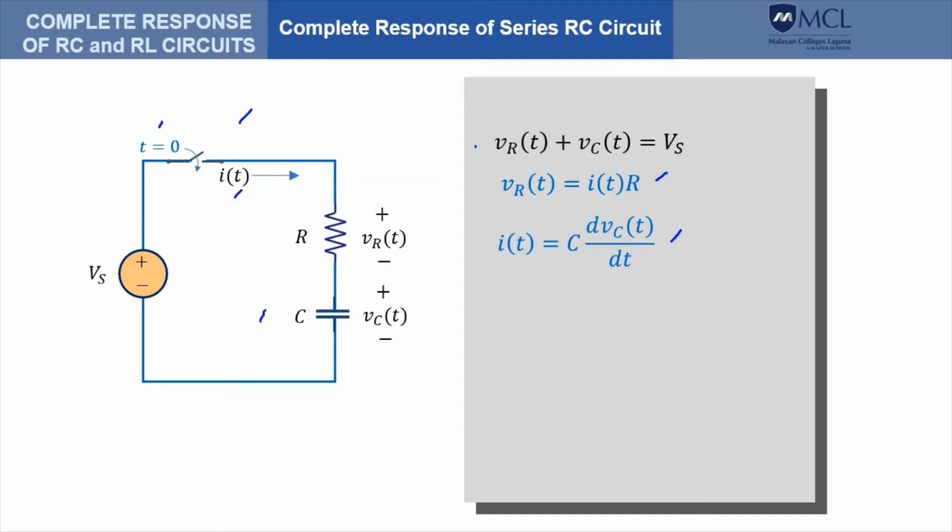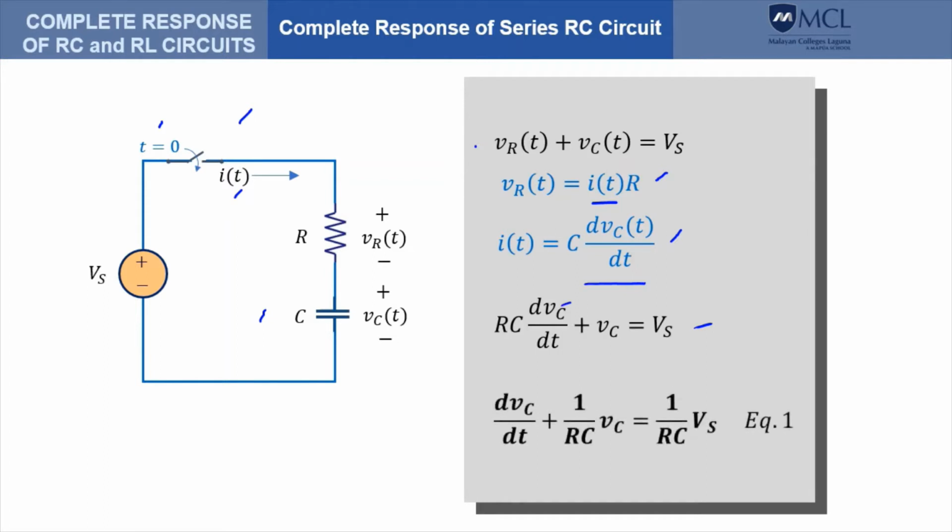We now replace the voltage across the resistance in terms of this, and what we get is this. So it's a differential equation in the variable v sub c. We can rearrange that differential equation and we will get this format. This is a first order differential equation, and to solve for v sub c, we need to solve this differential equation.